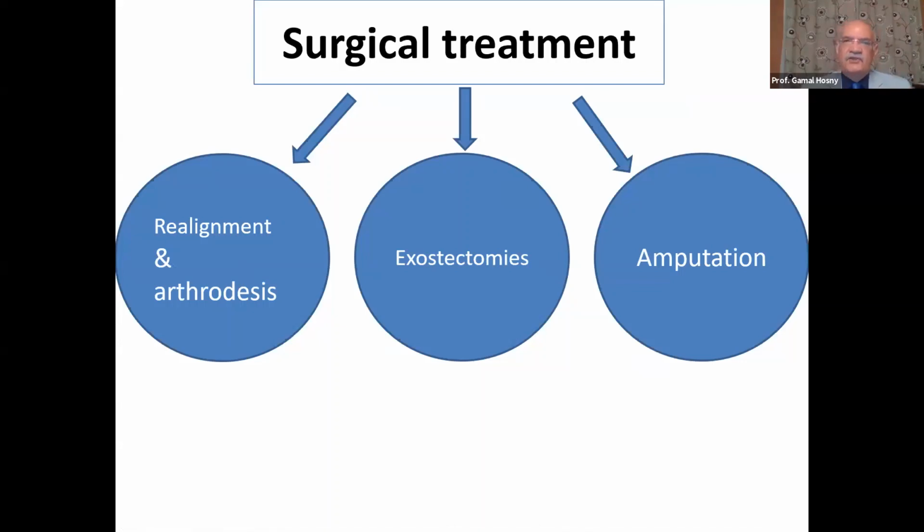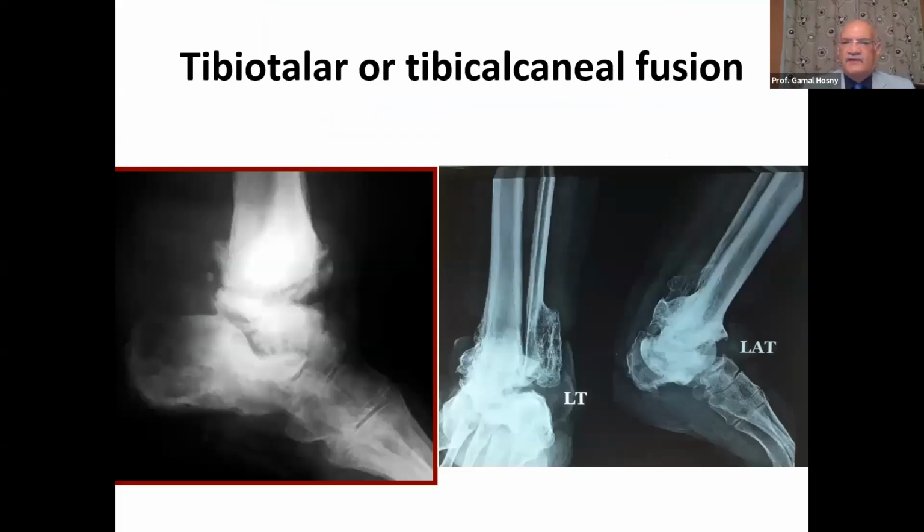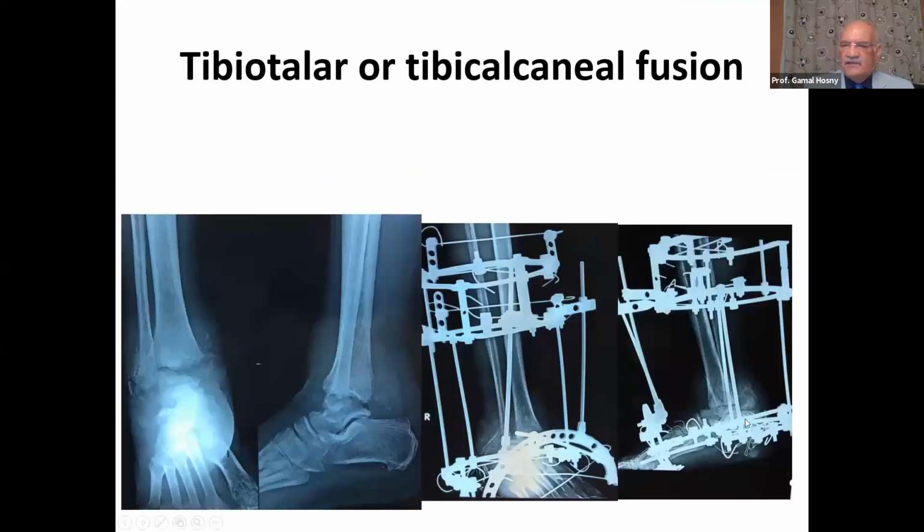If you don't have infection and the skin conditions are good, you can use nailing, retrograde nailing or whatever you use, and nailing from the sole of the foot. You can use nailing, you can use plating, you can restore the arch. And you need to do tibial-talar or tibiocalcaneal fusion. This is tibial-talar fusion, tibiocalcaneal fusion. And here you have tibial-talar fusion by external fixation.